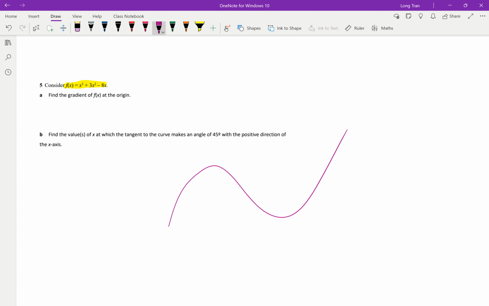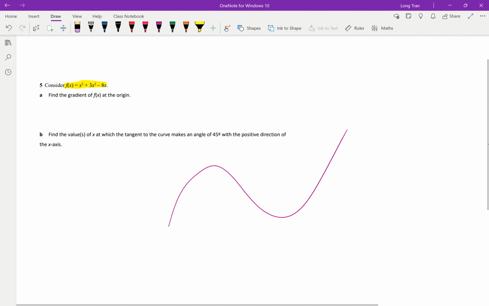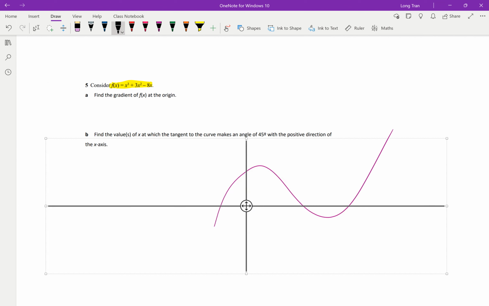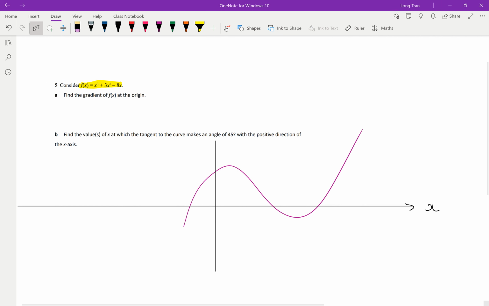What the question's asking you is to find the values of the x-axis. So let's say I draw my x-axis. Let's do this. I don't know if this is what it looks like, let's just say it looks like this. What they're trying to say is, on the x-axis, find which tangent to the curve makes an angle of 45 degrees with the positive direction of the x-axis.